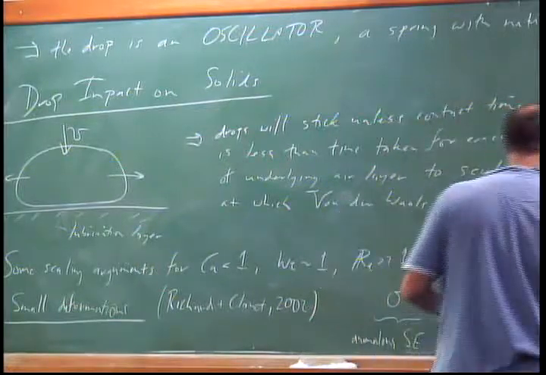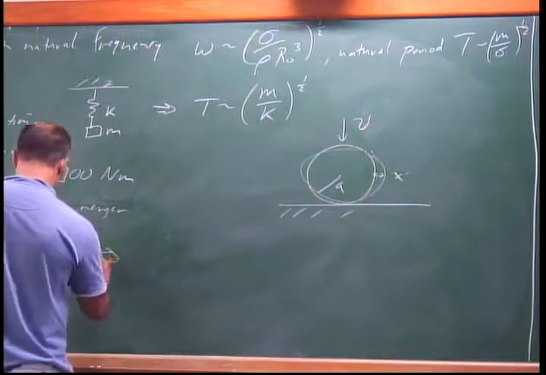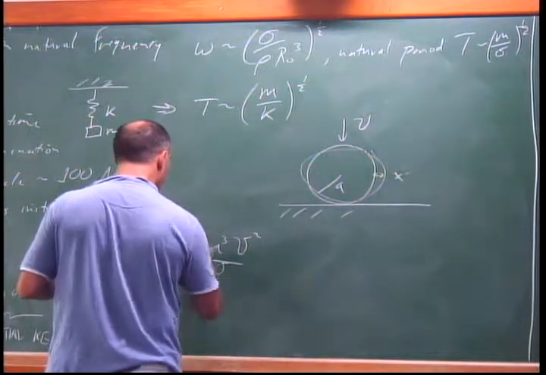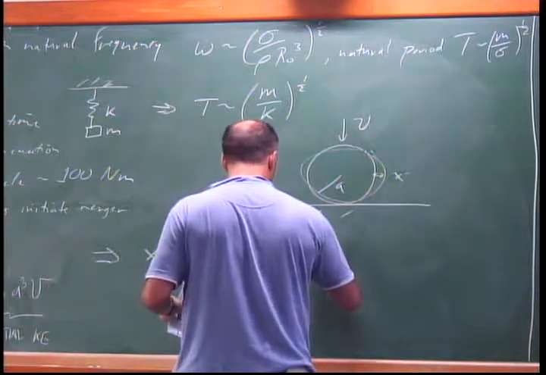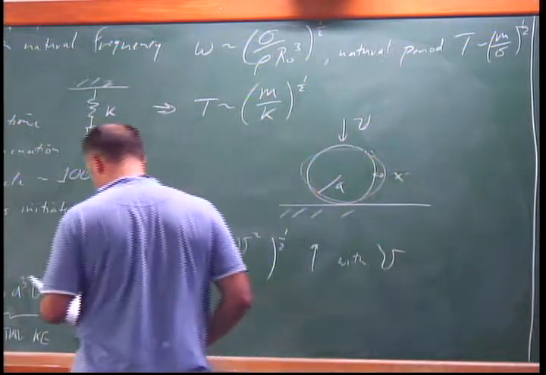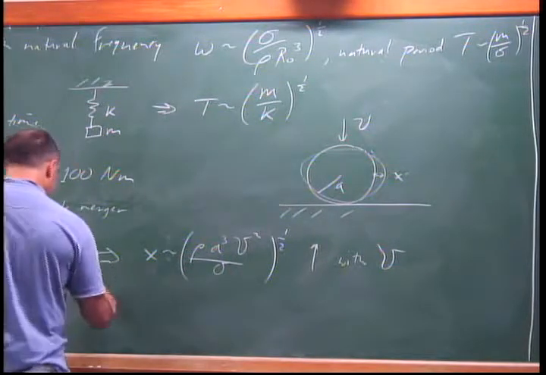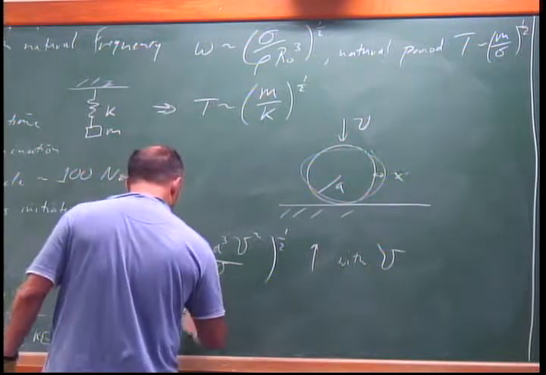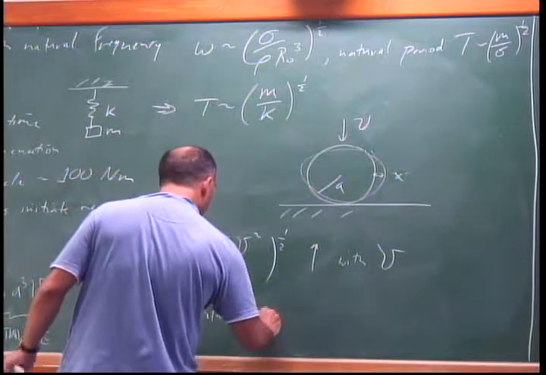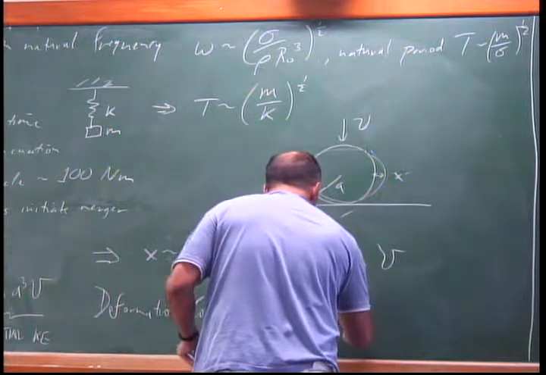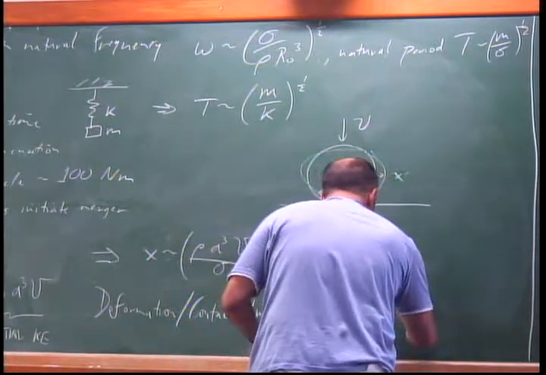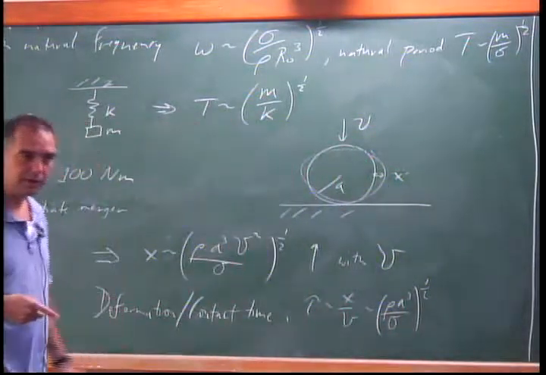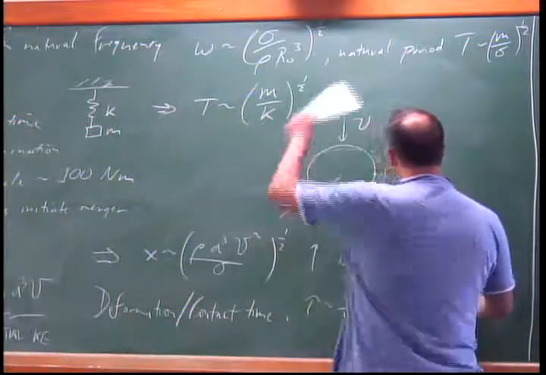So that tells us that x scales as (rho a cubed u squared over sigma) to the 1/2. So this increases with u, as we hope. And the deformation time, contact time, goes as (rho a cubed over sigma) to 1/2. And again, this is the natural period of the drop, which is this.